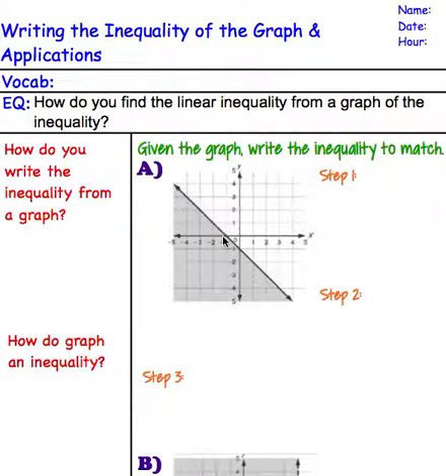Yesterday we looked at how we graph linear inequalities on a coordinate grid. Today we're going to take a linear inequality that has been graphed on a coordinate grid and identify what that inequality is. So the first thing that we need to do is write the equation of the line.